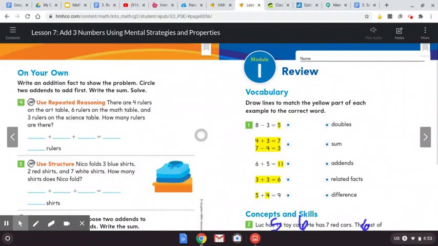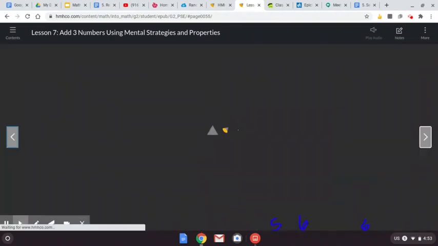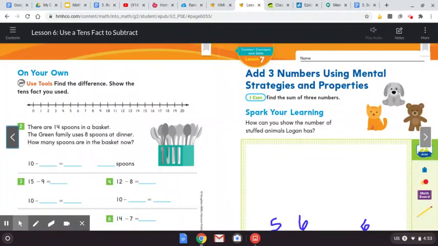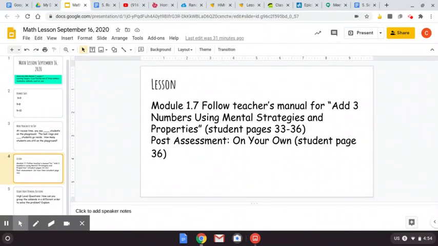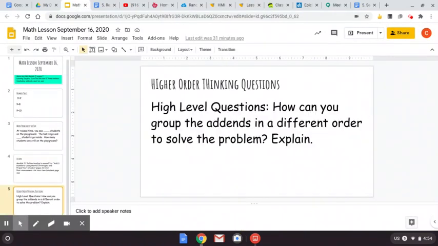Thank you, boys and girls, and I hope that you learned some things, and I hope that you're using those math strategies, that you can learn to always do your best. And what we worked on today was how you can find the sum of 3 numbers. Finish up your math work, and I want you to always think with this question in mind: how can you group addends in a different order to solve the problem? Have a good day.